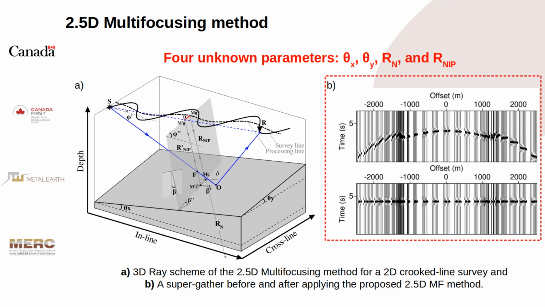This is an example of supergather before and after 2.5-dimensional multifocusing correction. Top figure shows uncorrected data that includes offset, inline, and cross-line dip effects. During processing, we need to remove all these effects to align signals to sum them up coherently together, so it requires a new formula to estimate these reflections' travel times accurately.